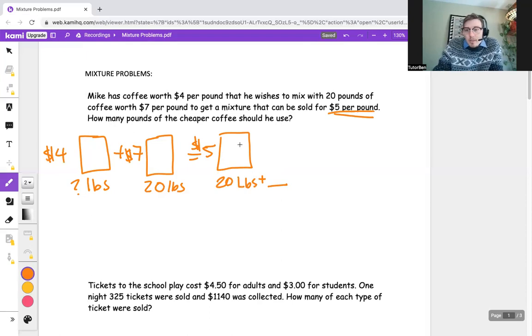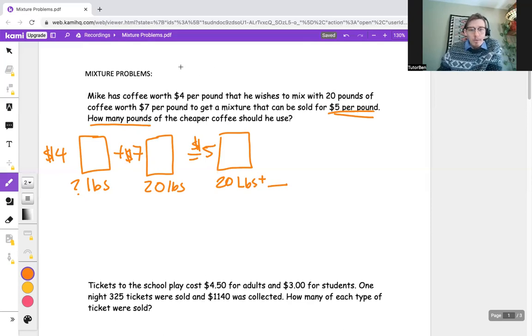I always like to draw this out because it gives me a little bit of a frame of reference here. There's a couple ways we can go about this, but I think we always want to start by defining the missing piece. That's always going to be what we're looking for. What we're looking for is how many pounds of cheaper coffee.